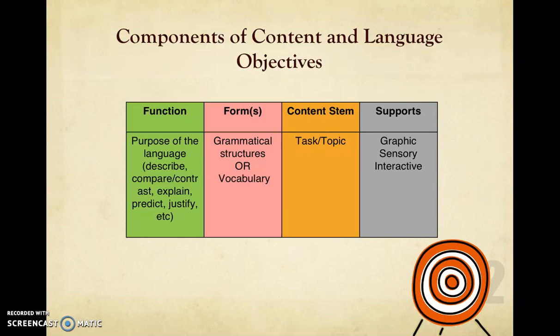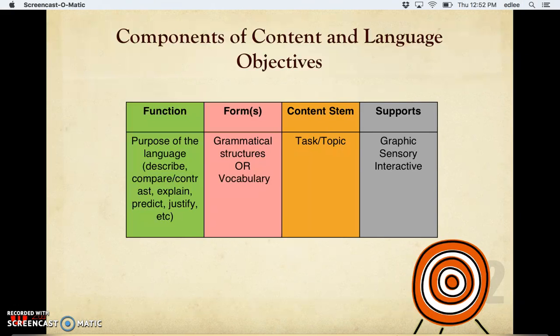Then, for our purposes in this course, we are going to write content and language objectives together instead of separating just language and just content. So if I was only writing a language objective, I would have to have function and form. But since I'm also including content, we're going to have a content stem. And because WIDA is our driving force, we are going to think about the supports in our objectives as well. The content stem is simply your task or topic that students are learning about. Then you should be familiar with WIDA supports, graphic, sensory, and interactive. Those are the supports that you think are going to be most critical in your lesson.